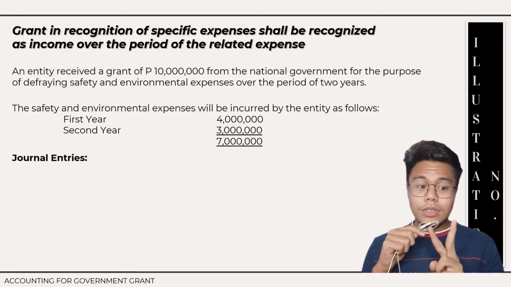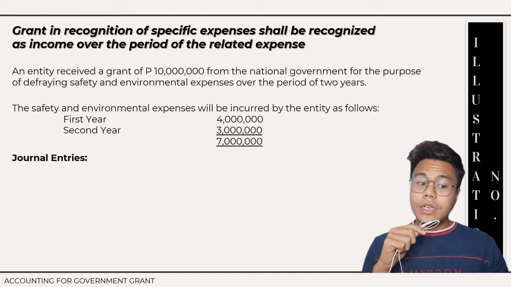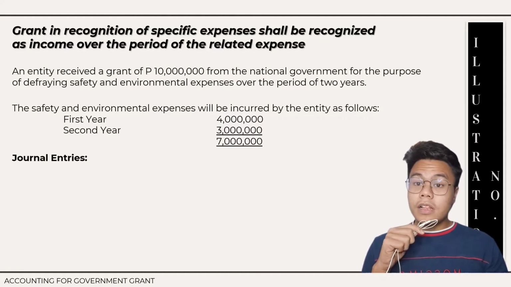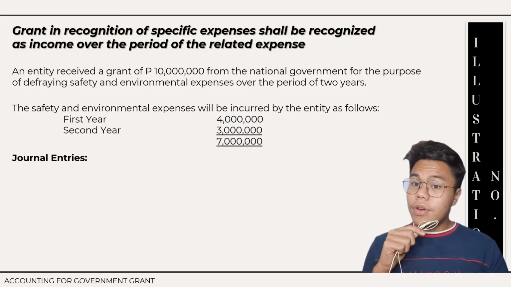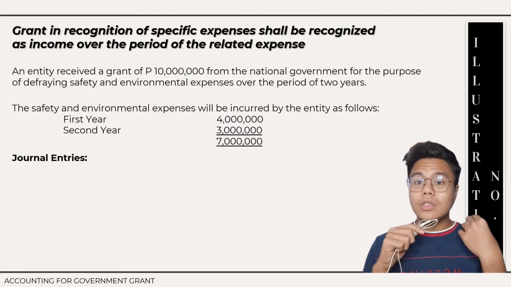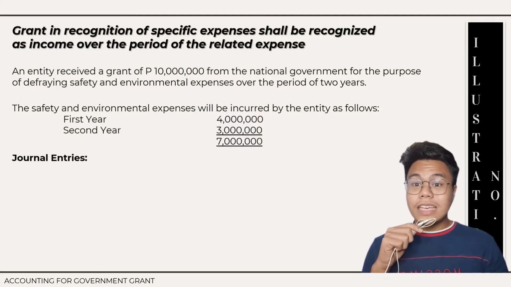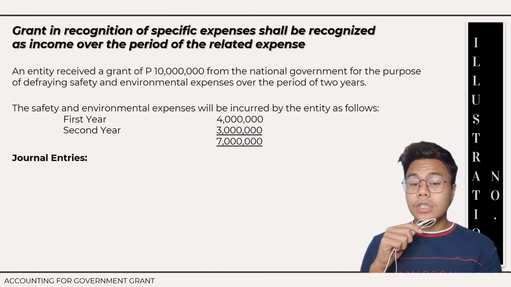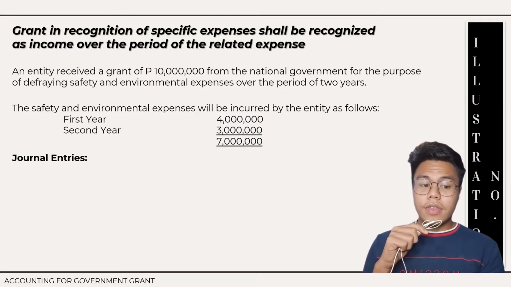So we know na 2 years ito, and the given situation and the given amount of expenses, the first year 4 million pesos, the second year 3 million pesos. So it gives us a total of, for the 2 periods, 7 million pesos. So to find the ratio, it's basically for the first year 4 over 7 or 4 to 7, and then the second year we have 3 to 7.